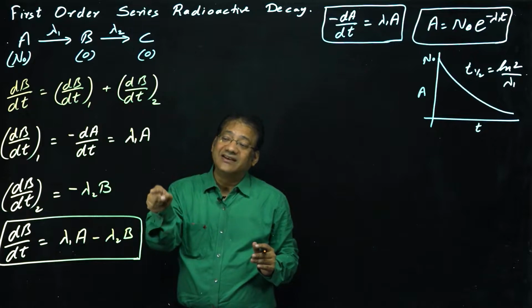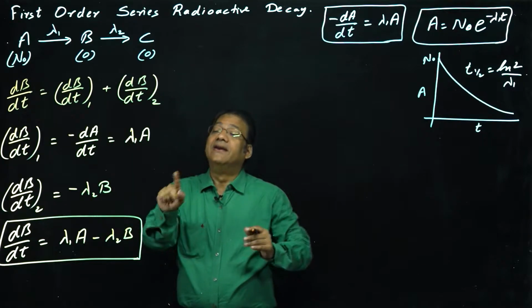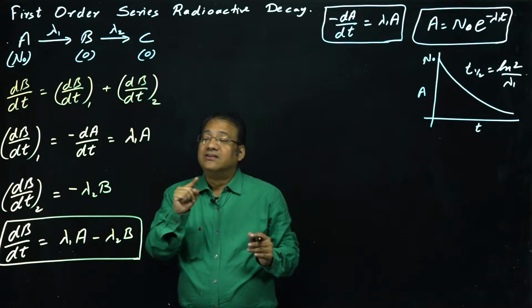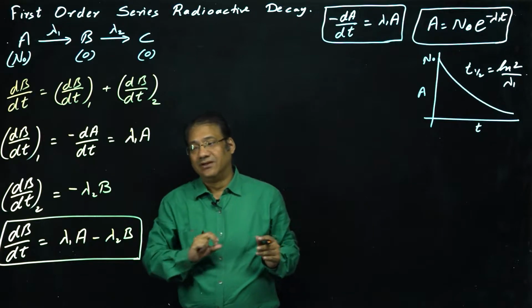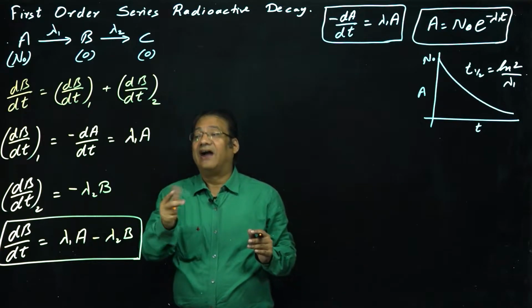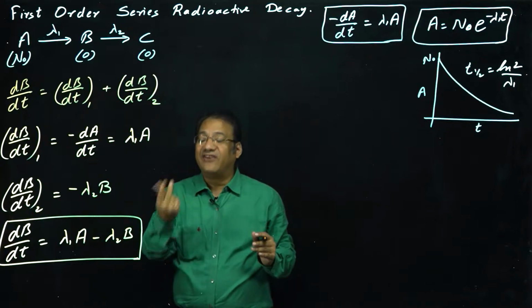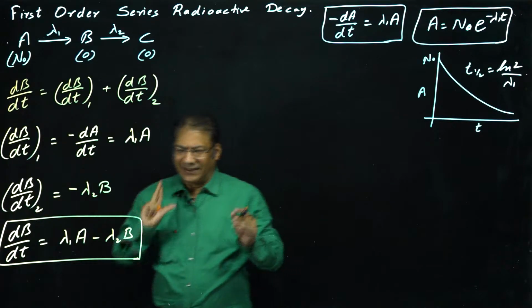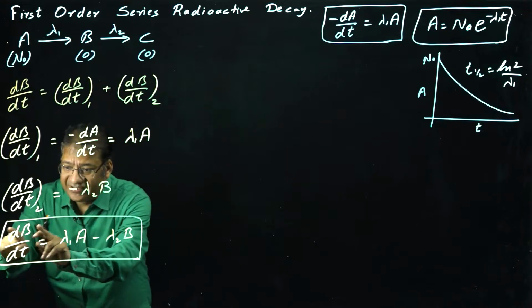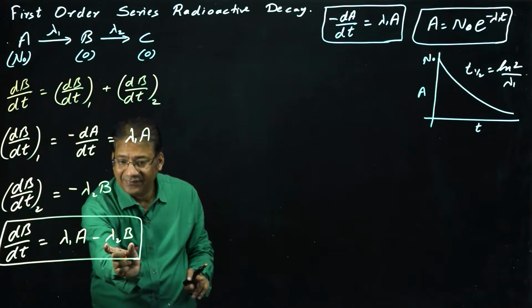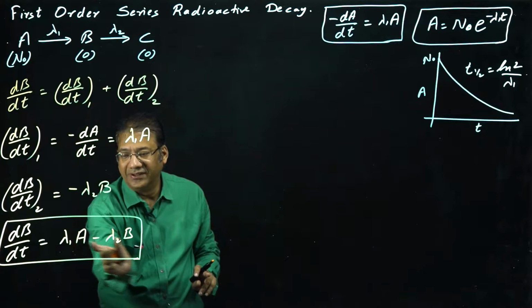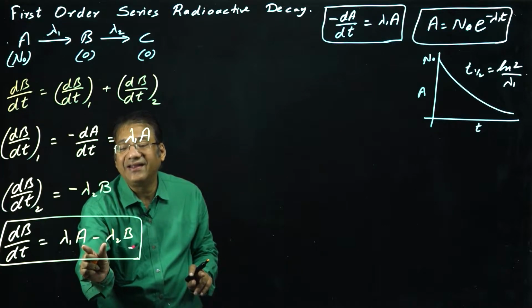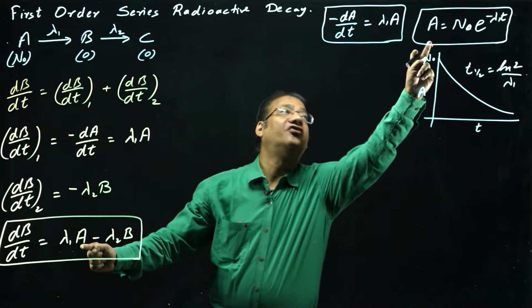We need to solve this differential equation in order to obtain the function of B with time. What would be the value of B after any time t? What is the initial value of B and what is the value of B after infinite time? Now, observe this. dB by dt, and here we have got lambda 2B. And here we have got lambda 1 and A. A is also a function of time.